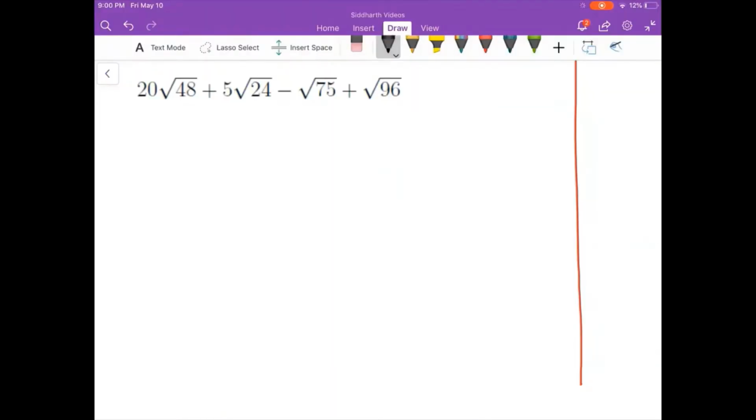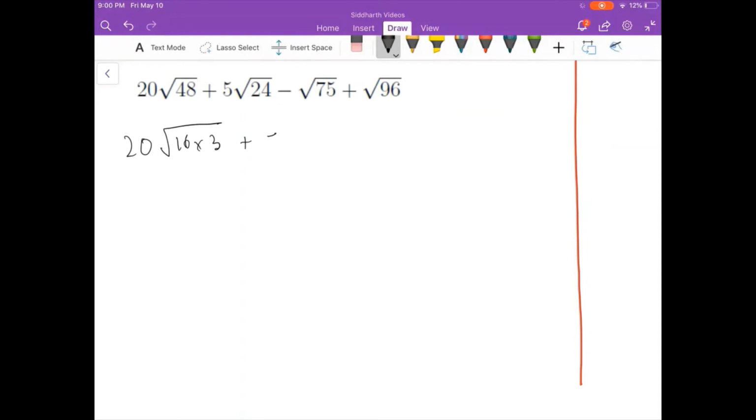We need to find the value of this expression. In order to solve this, we need to factorize the number inside the square root such that one of the factors is a perfect square. For example, 48 is equal to 16 into 3. So the first term can be written as 20 square root of 16 into 3. In the same way, square root of 24 is the same as square root of 4 into 6.